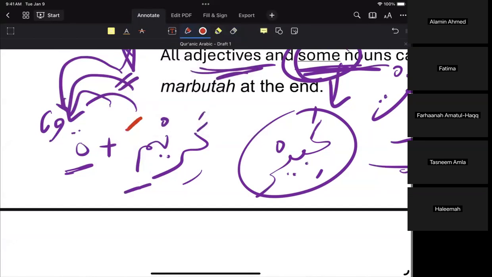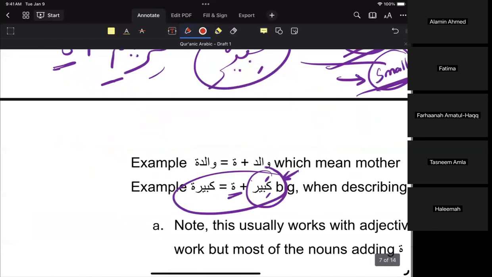So your life becomes extremely simple now, right? You just take the haraka of whatever the last letter had, you put it onto the ta marbuta, and then you replace the old one with fatha. Simple as that. Let's do another one.